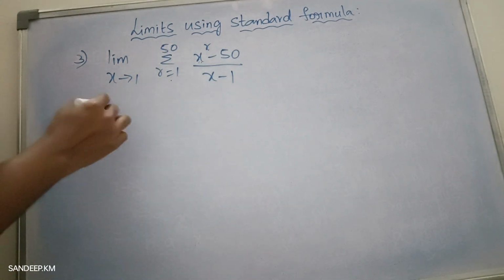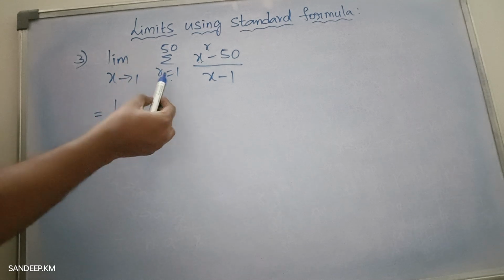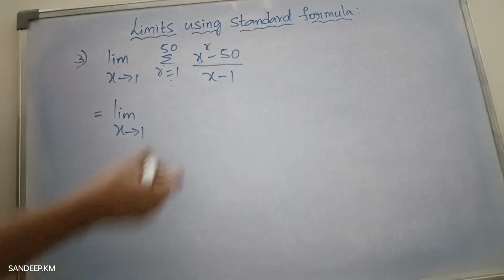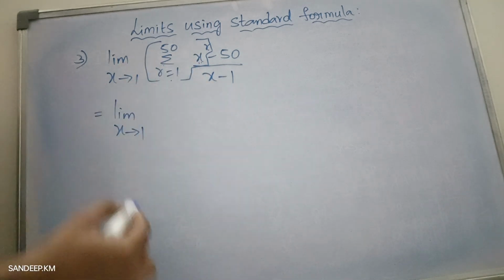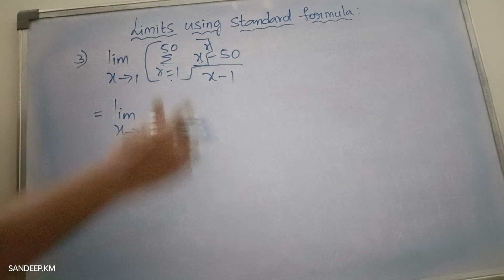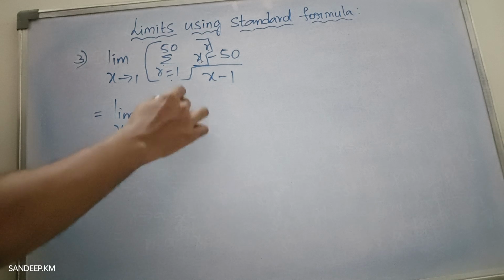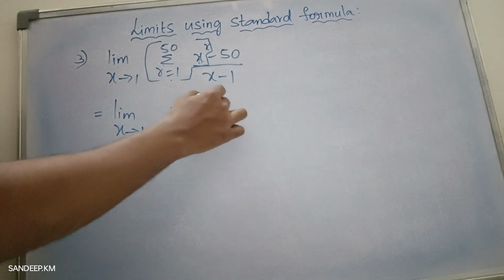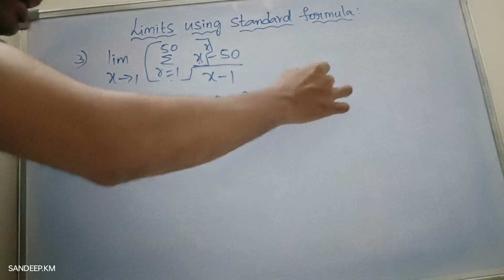Now, so what happens? Obviously, limit x approaches 1. The numerator, if you take summation for x power r, you have to understand that the summation is only for this, not for 50. You can also change the question. So this means what, dear students? Summation of x power r means x plus x square plus x cube and so on up to x power 50.